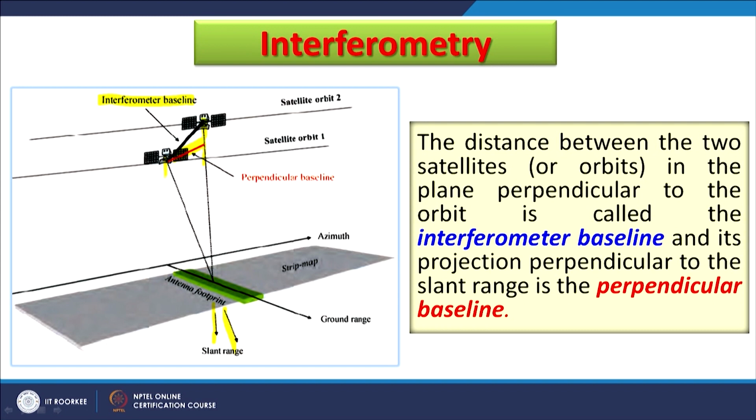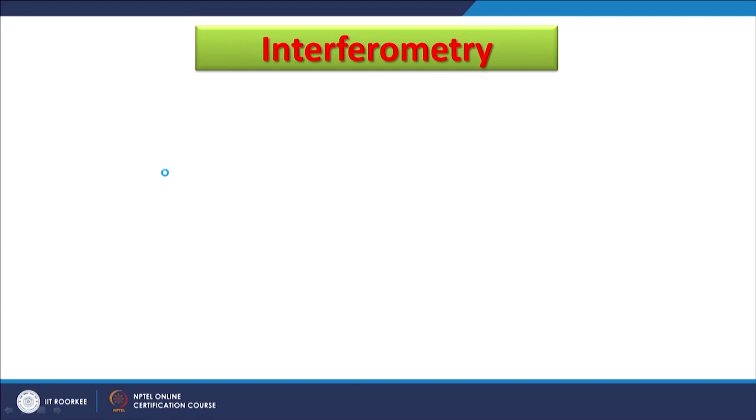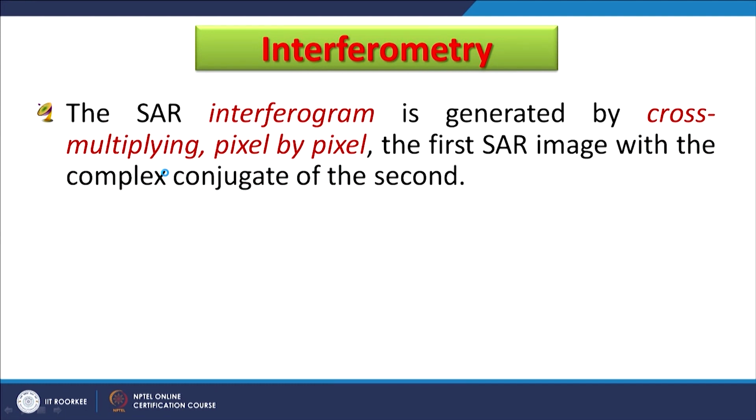And this perpendicular baseline, as I have already told you, is very important to derive interferograms from a pair. SAR interferograms are generated through a processing called cross multiplying, pixel by pixel. So, a pixel of the orbit 1 scene and then a pixel of the orbit 2 scene, which means co-registration of a very high quality is also very much required in SAR interferometry.